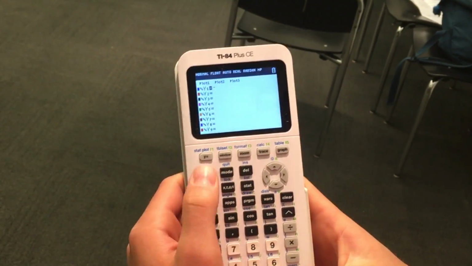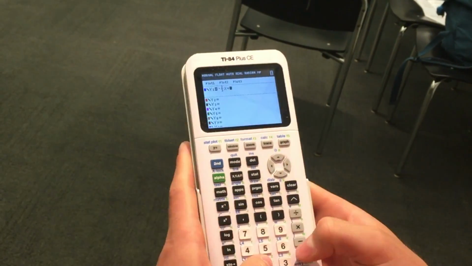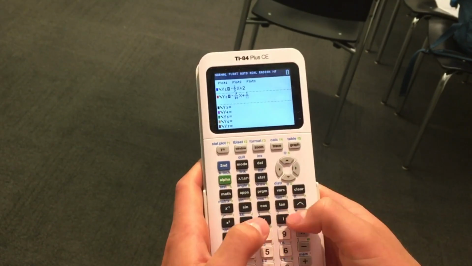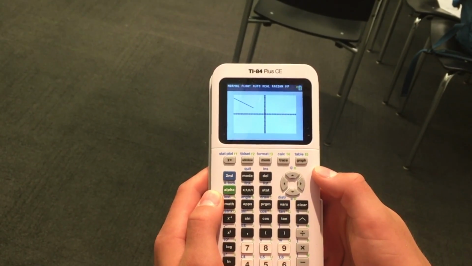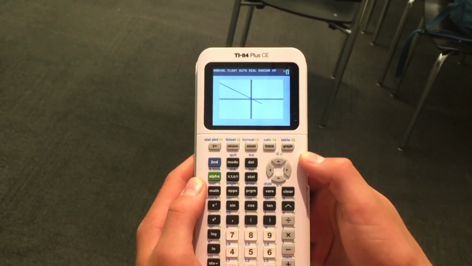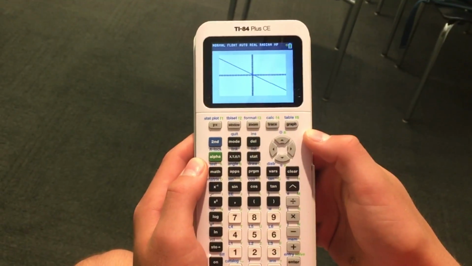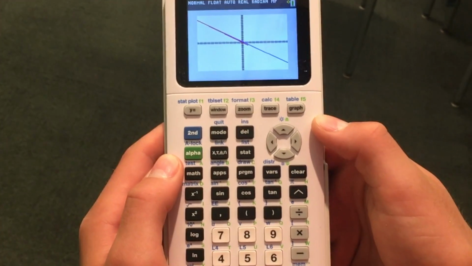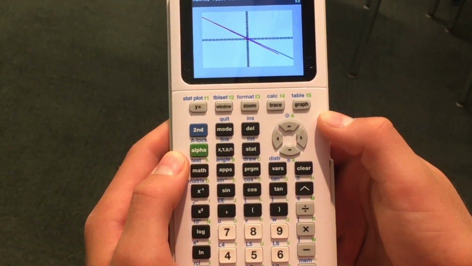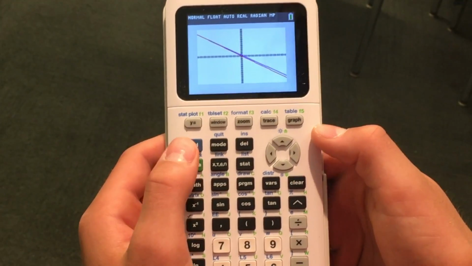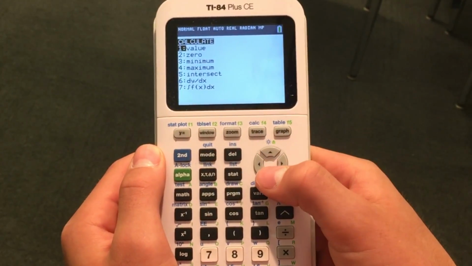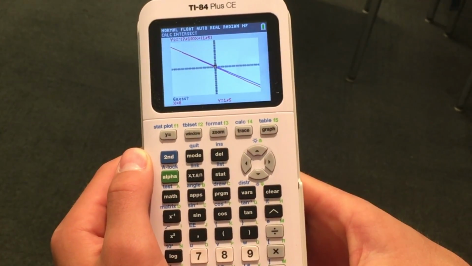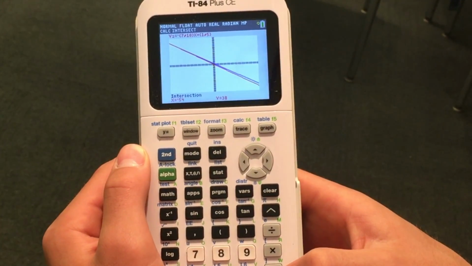Right now we're entering the equations of the two lines of the system in point slope form. After, we're going to press the graph button and the two lines are going to graph. And this is graphically representing what we solved in algebra, because in algebra we found the point of intersection, and this is graphing that point. After, we're going to press second, then trace, then 5 for intersect, and press the enter button until you get the word intersection.